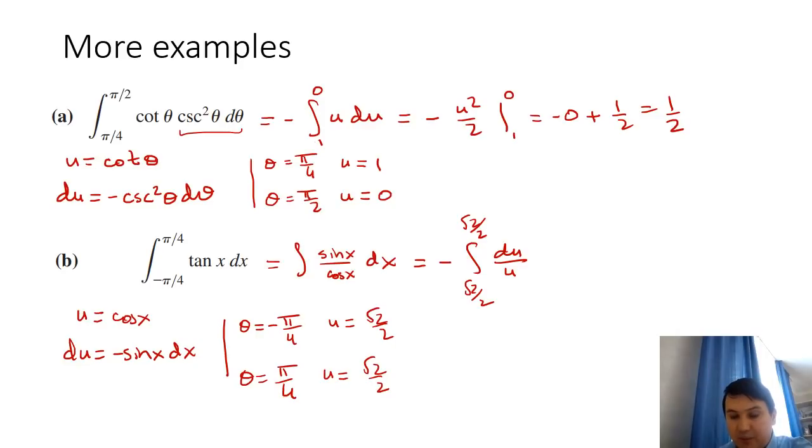Well, when you integrate from one point to the same point, it means you don't have an interval, right? So regardless of what you have here, you can write it like minus ln of absolute value of u, and you evaluate from square root of 2 over 2 to square root of 2 over 2. Well, you will see that it's simply 0.